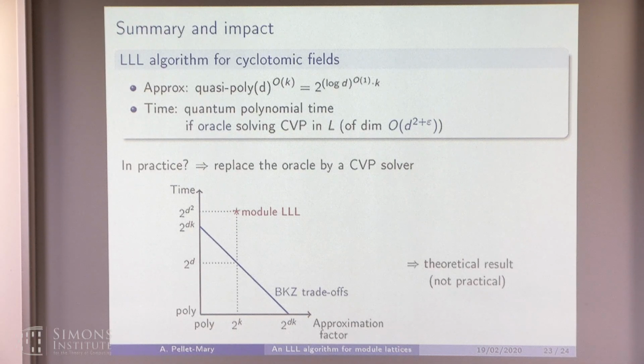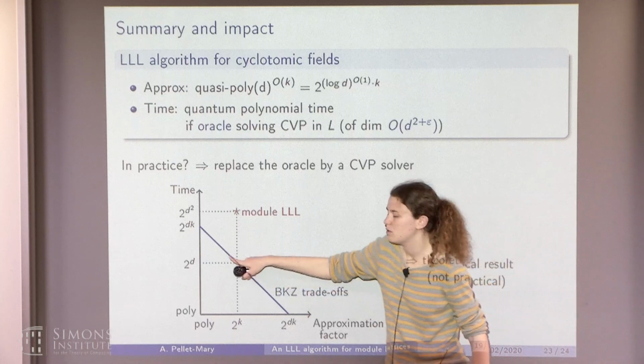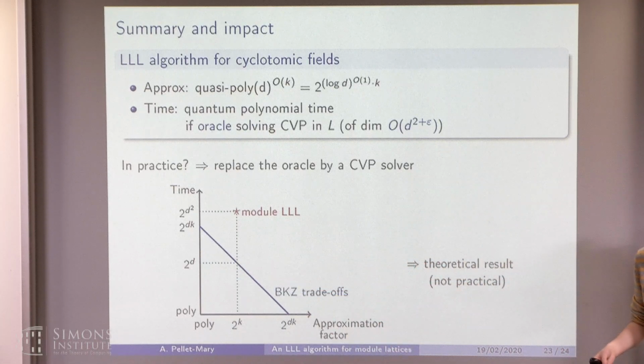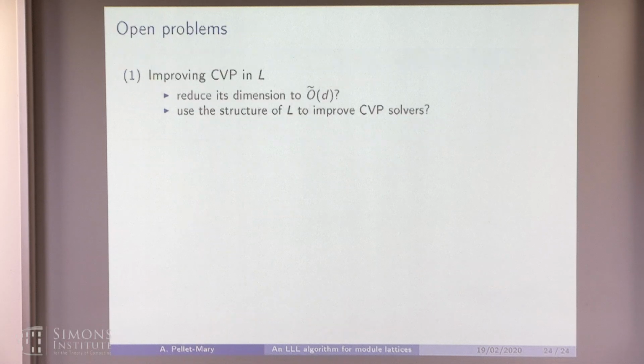And you get a much better approximation factor, right? Because it only depends on the rank. We get the same approximation factor as BKZ with block size. So the idea is that perhaps one can find a better oracle than a generic algorithm. We reduce the difficulty to just one lattice, CVP in one lattice. So that's the main open question.